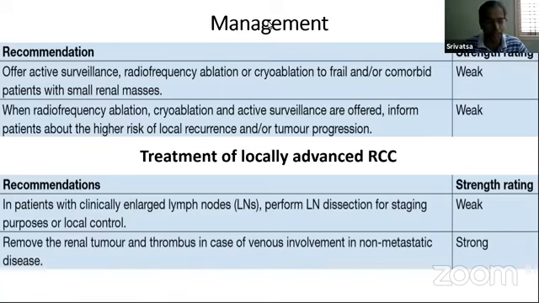Remove the renal tumor and the thrombus in case of venous involvement in non-metastatic disease. Again, the strength rating is very strong, highlighting the fact that even in locally advanced situations, surgery is probably the best option available for these patients for a potential cure.